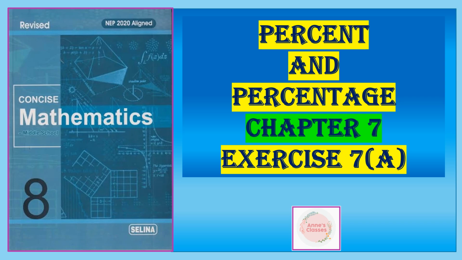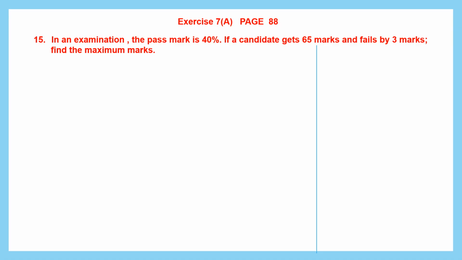Let's do percent and percentage. Chapter 7, exercise 7a. Page number 88, question 15. In an examination, the pass mark is 40%. If a candidate gets 65 marks and fails by 3 marks, find the maximum marks.